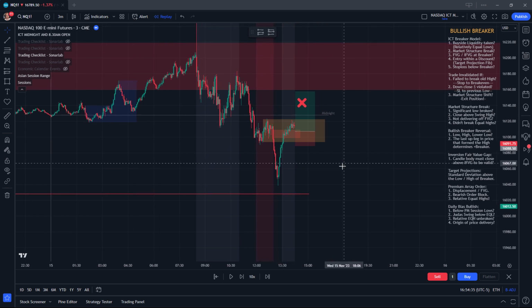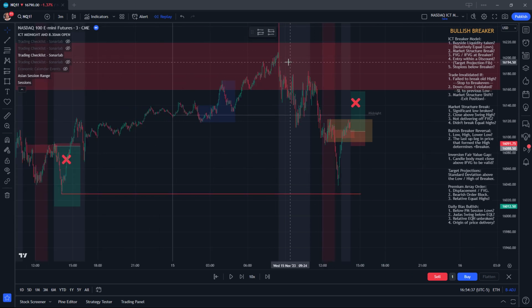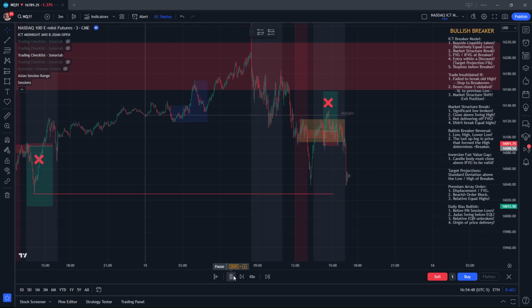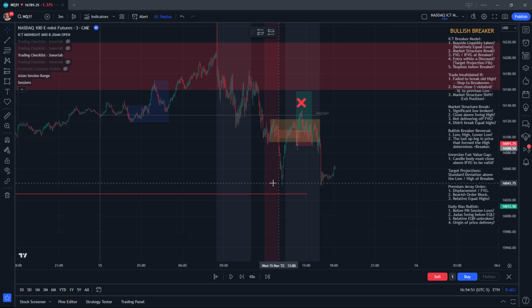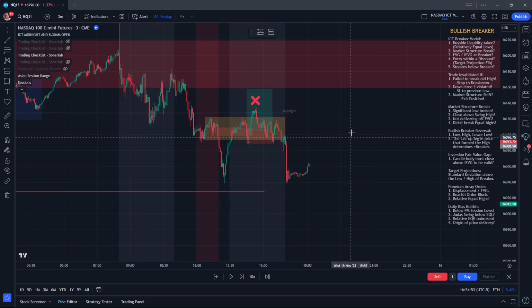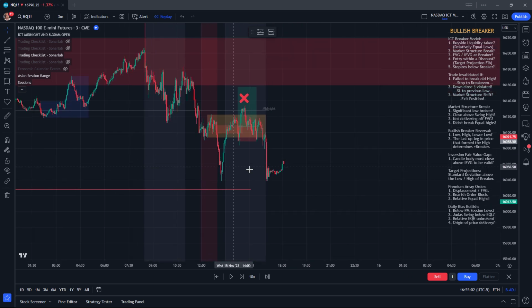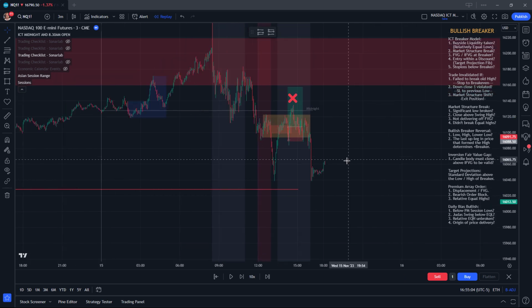So now that we've got the context of it originating from here, getting close but not quite taking the PM session low, let's see what happens. See if this makes a bit more sense. Okay, so obviously it continues going lower. It actually creates a perfectly equal low here. So I don't know what's going to happen. I haven't looked ahead yet. I'll have to wait and see what happens in the overnight session.